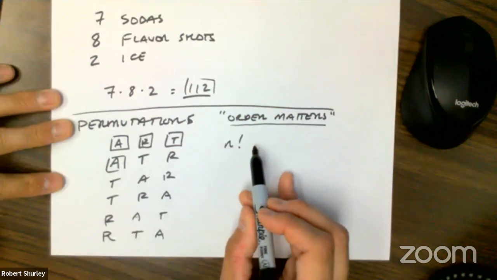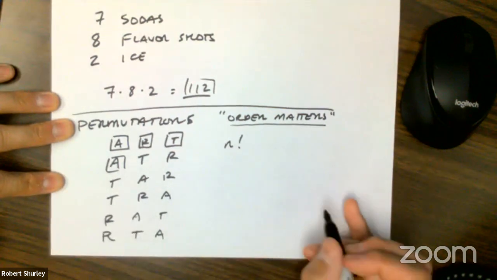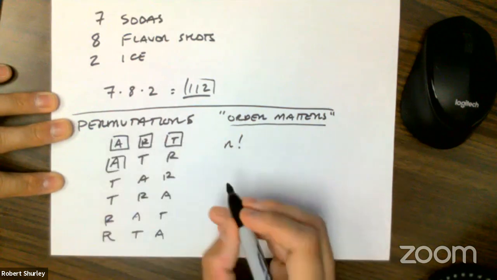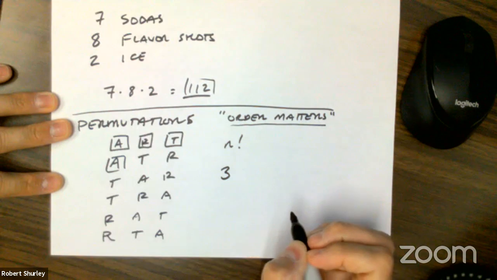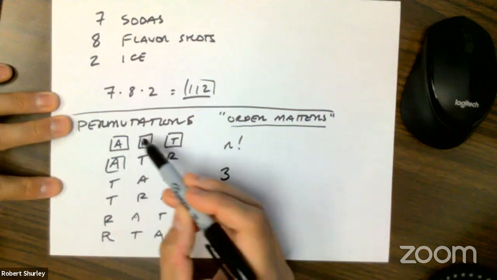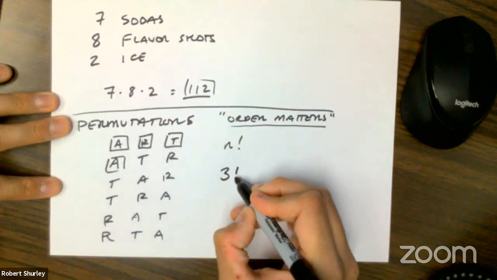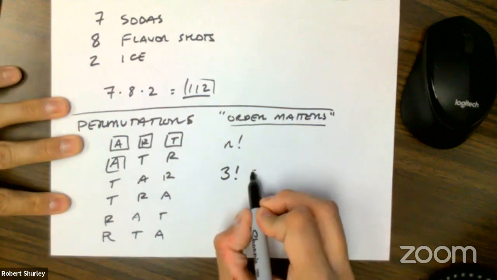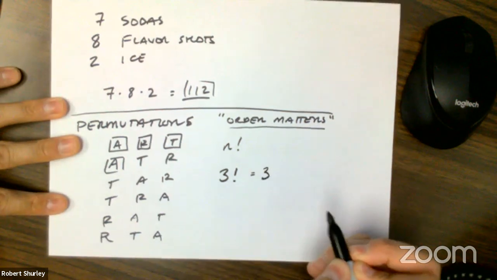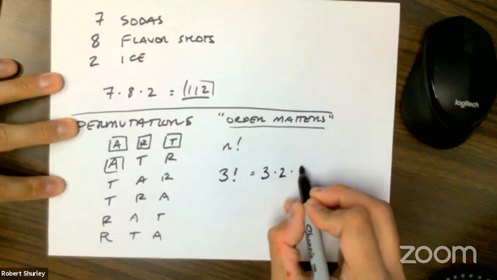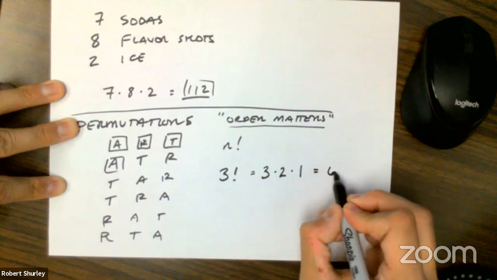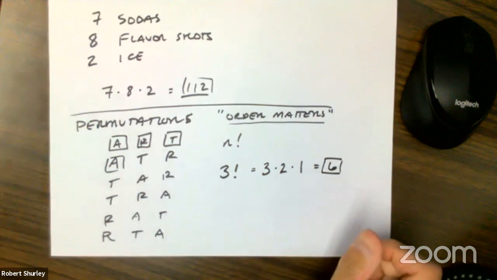The way you find n factorial is you multiply descendingly. So look, there were 3 letter options here, right? So if I wanted to find the number of permutations, I just have to find 3 factorial. And the way you find 3 factorial is you take the number and then you multiply it down descendingly. 3 times 2 times 1. So 6. Okay.